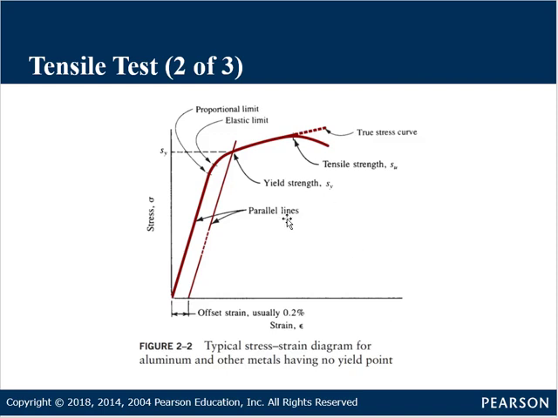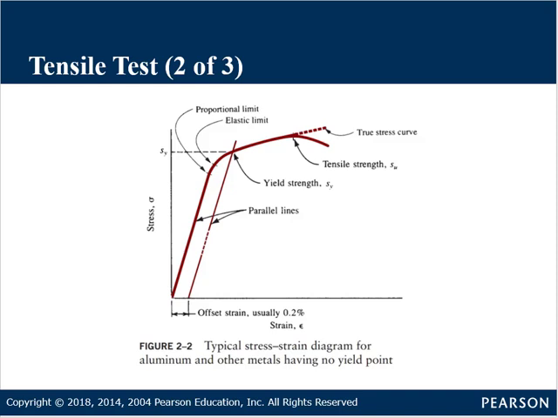So in which case, what we do is we will draw a line parallel to our modulus of elasticity line and have it intersect the x-axis at 0.2%. And what we call this is the 0.2% offset. And then we take that line and we project it up, and then where it crosses the stress strain curve, that is our yield strength, S.